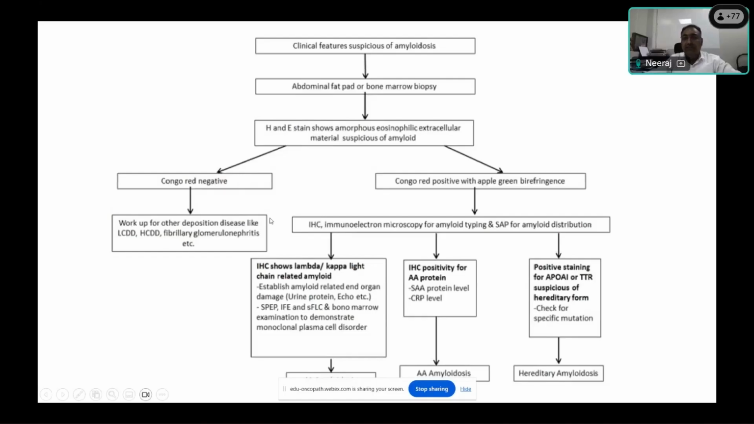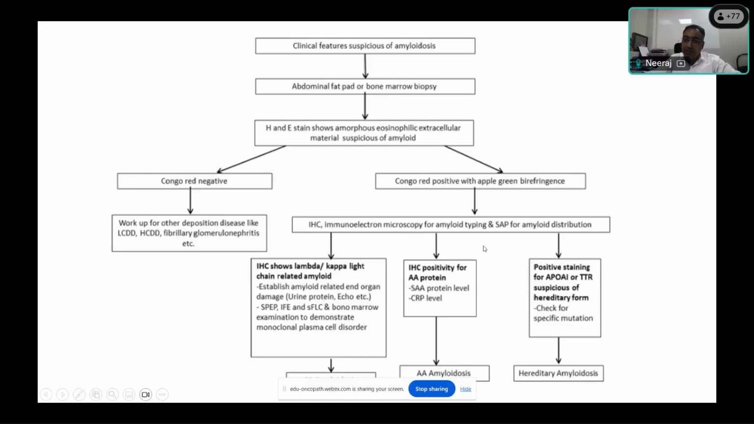And in such cases, if Congo red is negative, then you can work up for other deposition diseases like light chain deposition disease or other capillary glomerulonephritis. But if the Congo red shows the apple green birefringence, very typical, then you need to further characterize that amyloid, either confirming that this is light chain amyloidosis by using IHC, and this kappa lambda IHC helps you confirm whether it is an AL amyloid or secondary.